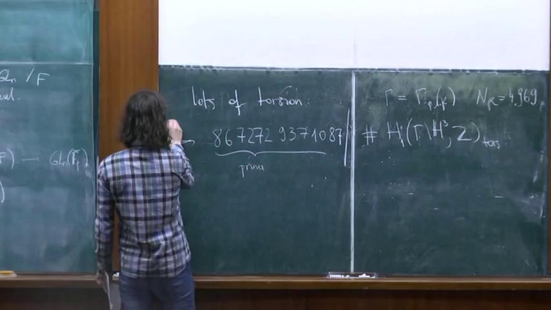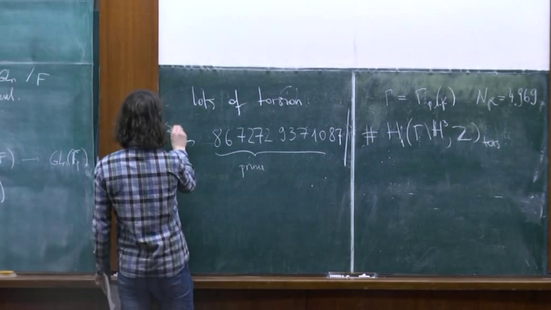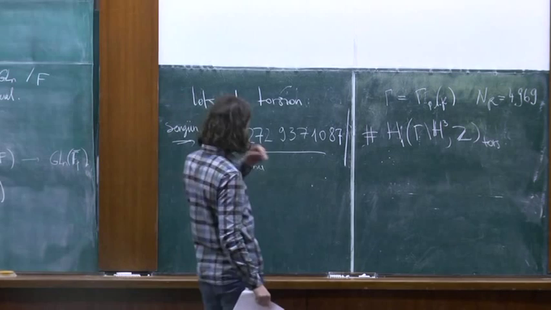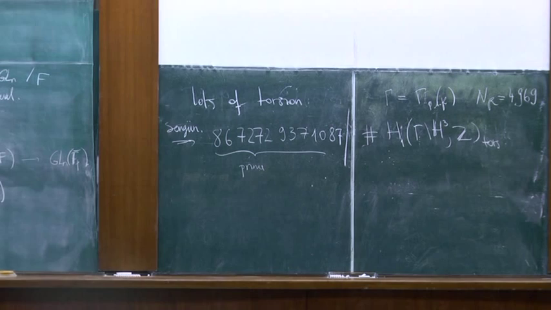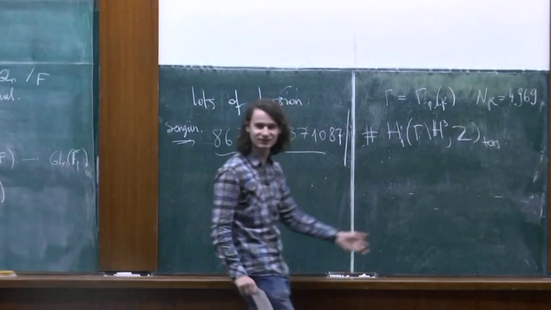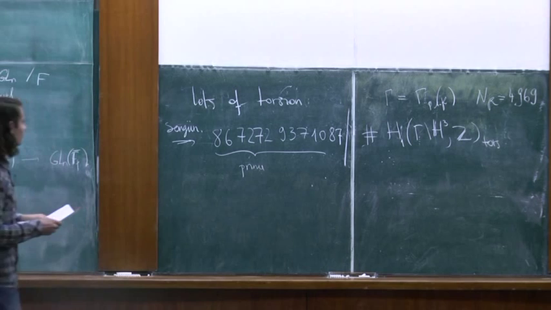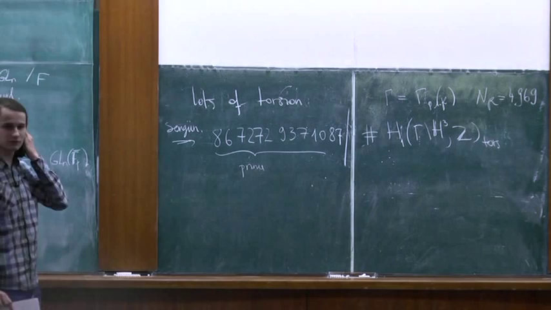I took this example from a paper of Sengun. I think you can compute these homology groups by some, what is it called, modular symbols kind of stuff. So, I mean, you can really compute these. One way, you can actually compute these fundamental domains. And, I don't know. I think so, yeah.